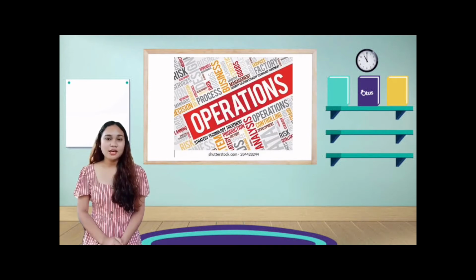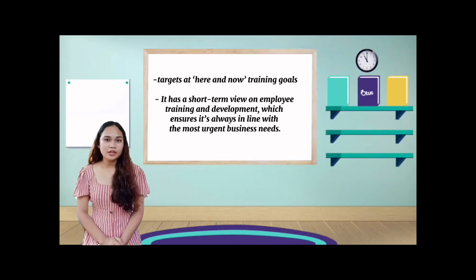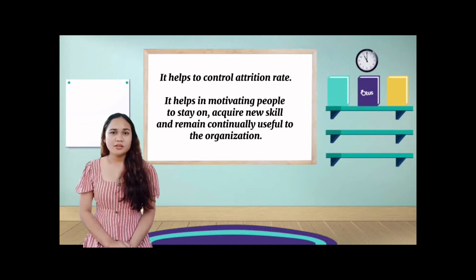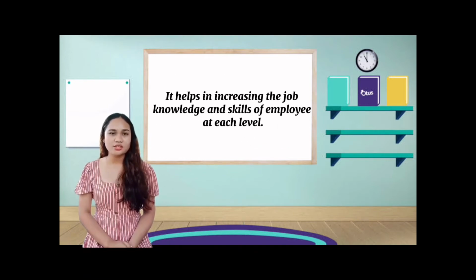In operations, it targets the here and now training goals. It has a short-term view on employee training and development, which ensures it's always in line with the most urgent business needs. And the last one is, what is the importance of training? Training is important because it controls attrition rate. It helps in motivating people to stay, acquire new skills, and remain continually useful to the organization, and it helps in increasing the job knowledge and skills of employees at each level.